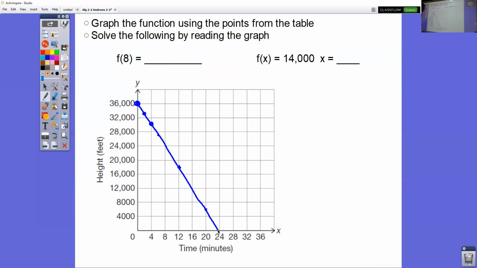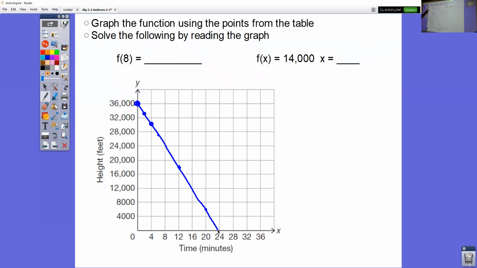And it would go all the way down to the bottom until the plane lands. We would not put arrows on the ends of these, because you couldn't have negative feet. A plane can't go underground, and you also can't have negative minutes going back this way. So we're not going to put arrows on the ends.